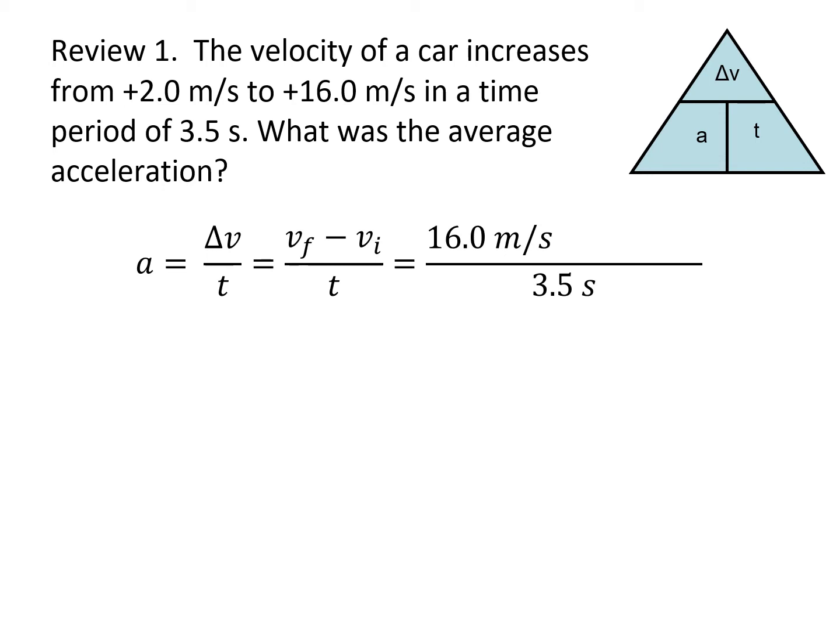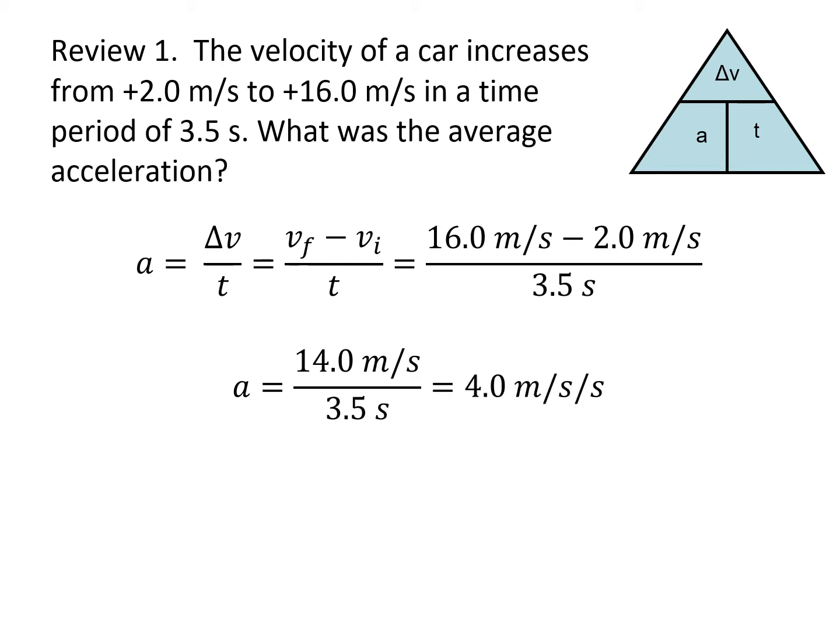By the way, I did add this 0.0 to the review problem just so there won't be any confusion about how many significant figures to use in the answer. So 16 meters per second minus 2 meters per second divided by 3.5. 16 minus 2 is 14 meters per second divided by 3.5 seconds. Don't forget your units. You should write those down as you do the problem because your calculator will not keep up with the units. You have to keep up with them by hand. Your answer magnitude is 4.0 and the units are meters divided by seconds.